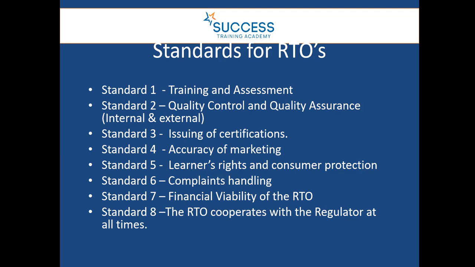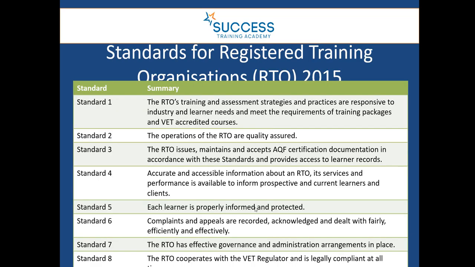Okay, so we've got 8 standards here. Standard 1 is about training and assessment. Standard 2 is about quality control and quality assurance. Standard 3 is issuing of certificates. Standard 4 is accuracy of marketing. Standard 5 is learners' rights and consumer protection. Standard 6 is complaints handling. Standard 7 is financial viability of the RTO. And Standard 8 is the RTO cooperates with the regulator at all times. Okay, so here's a little bit more detail.